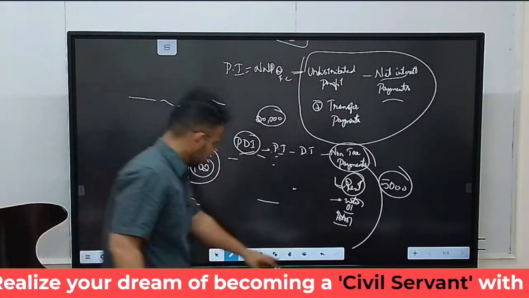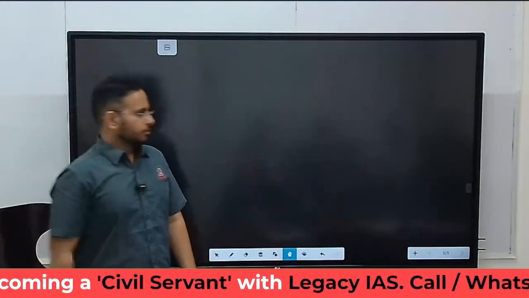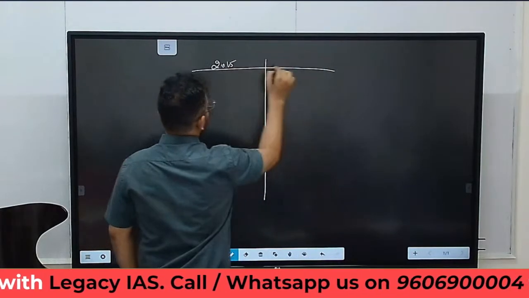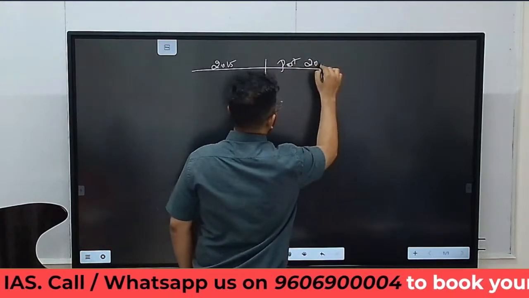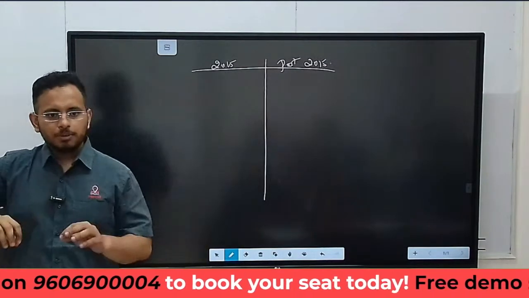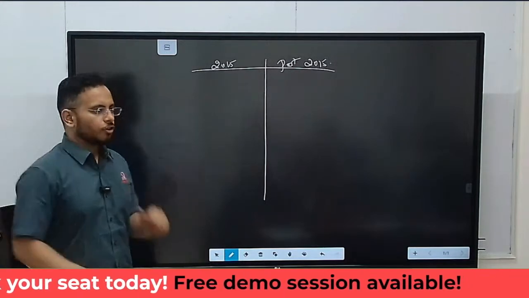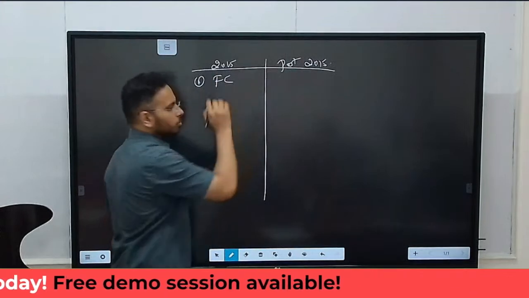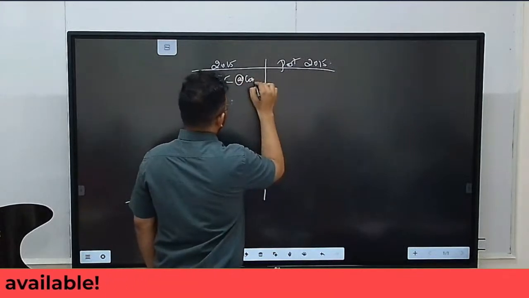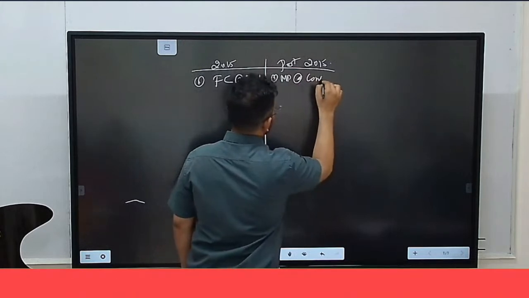Last concept, not an important thing from the exam point of view, but just for information. What was the status of GDP calculation before 2015 and what happened after 2015? Before 2015, one thing that we know, the GDP was calculated with factor cost. Factor cost at constant prices. Now it is market price at constant prices.